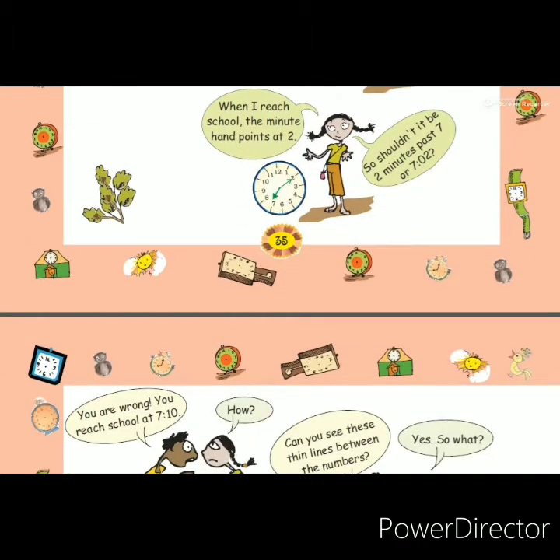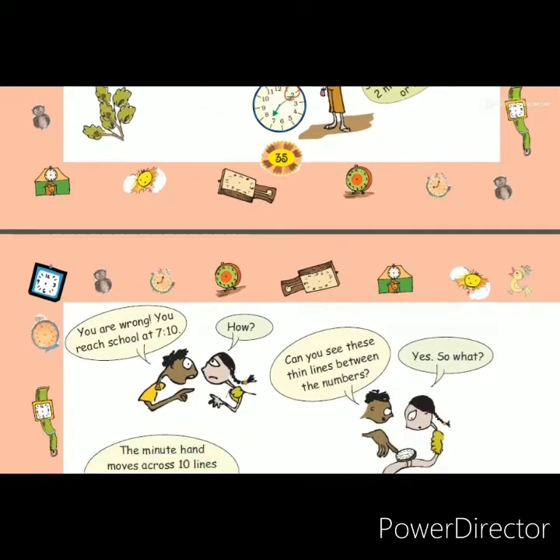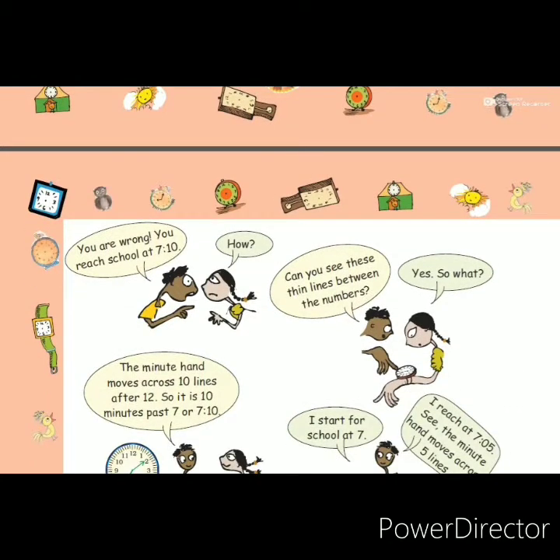She wrongly calculated the time. She said that she started from home at 7 o'clock, and when she reached the school the clock showed the minute hand at 2. So she calculated that it is 7 hours and 2 minutes. Then Pamposh explained to her that it is not 2 minutes, it is 10 minutes.